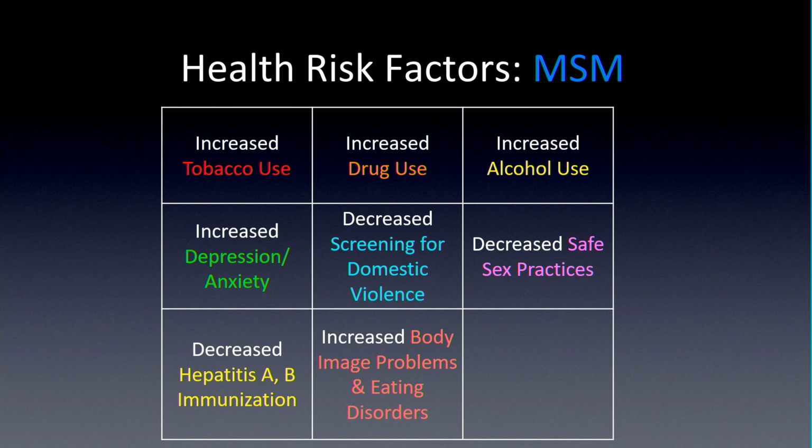Health risk factors for men who have sex with men: increased tobacco use, drug use, alcohol use, same, depression, anxiety, decreased screening for domestic violence, safe sex practices, decreased hepatitis screening, and then even body image problems and eating disorders. Keep that one in mind too. There are a lot of eating disorders, both from the obesity side as well as bulimia and anorexia. We really have to make sure that we're picking these things up. If we wait for that end stage where the BMI is too low or too high, maybe we can try to help people out before this even happens, at the adolescent phase, at the pediatric phase, even younger.